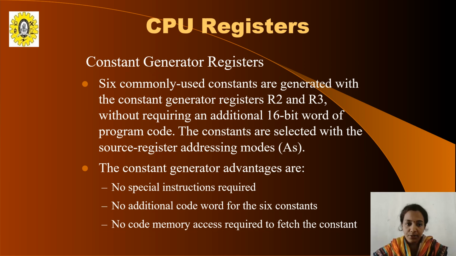So we have the CPU registers also, the constant generator registers. 6 commonly used constants are generated with the constant generator registers. Mainly R2 and R3 perform this work. Without requiring an additional 16-bit word of program code, the constants are selected with the source register and address modes.